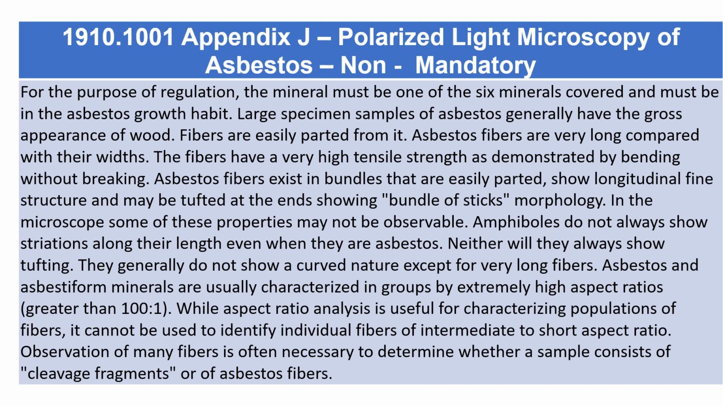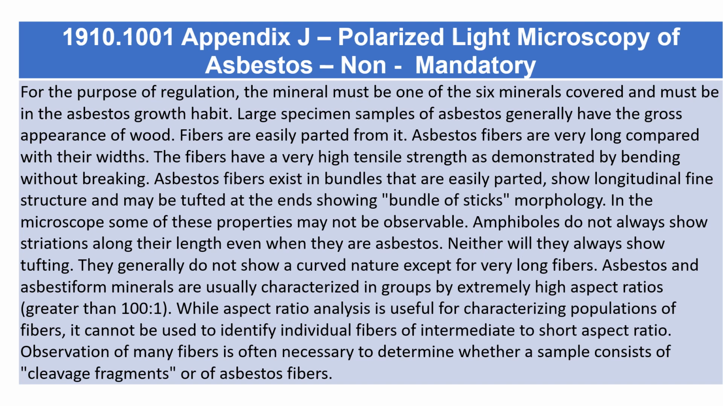Large specimen samples of asbestos generally have the gross appearance of wood. Fibers are easily parted from it. Asbestos fibers are very long compared with their widths. The fibers have a very high tensile strength, as demonstrated by bending without breaking. Asbestos fibers exist in bundles that are easily parted, show longitudinal fine structure, and may be tufted at the ends, showing bundle of sticks morphology.